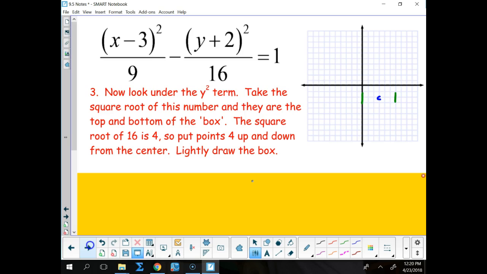Now, we're going to look underneath the y squared number, and we're going to take the square root of that one again. We're going to go up and down from the center for that one. So the square root of 16 is 4. So I'm going to go up 4: 1, 2, 3, and 4. Again, 1, 2, 3, and 4. I'm just setting the distance away. So now I can build that box.